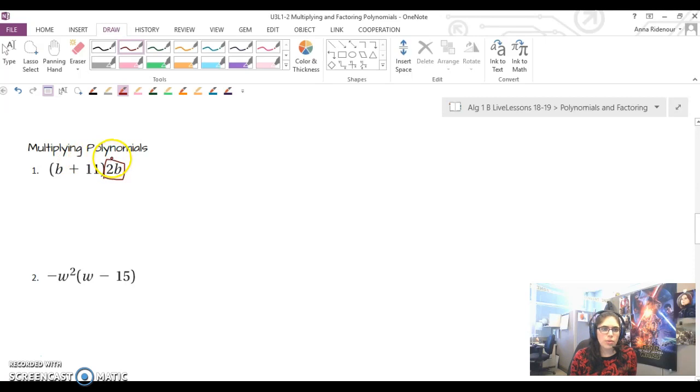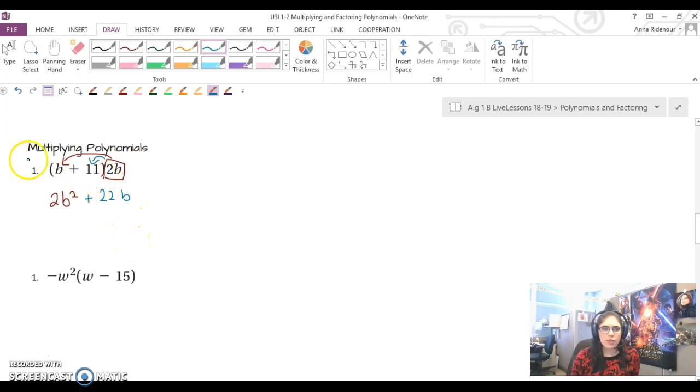So I'm going to distribute that 2b to everything inside the parentheses. So I multiply 2b times b, and that gives me 2b squared, because I'm multiplying 2 times b times another b, 2b squared. And then I'm going to multiply the 2b times 11. Since there's no variable, I would just multiply the 11 and the 2, and I get plus 22b.